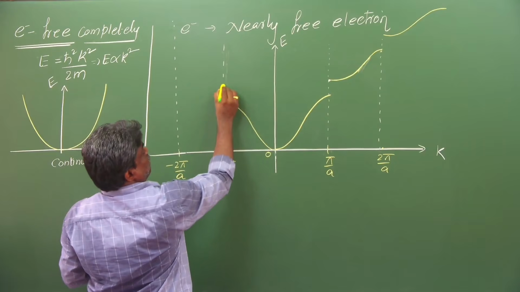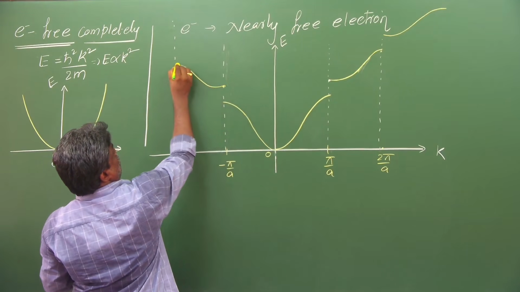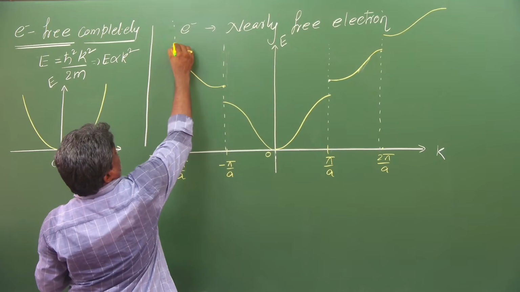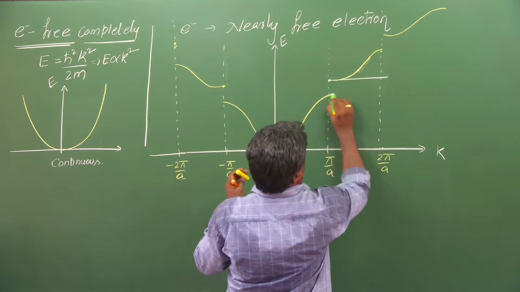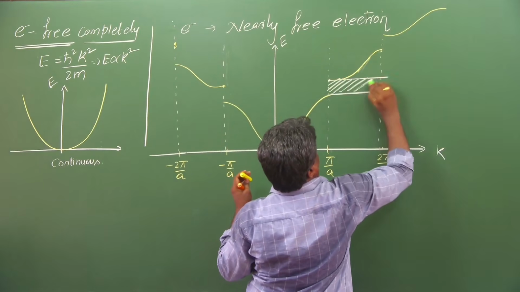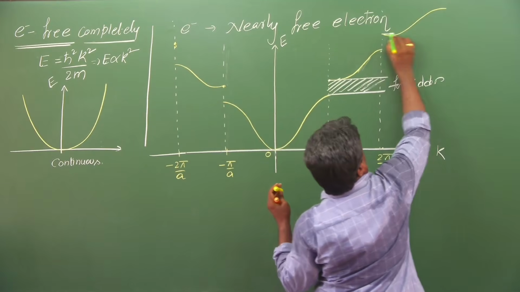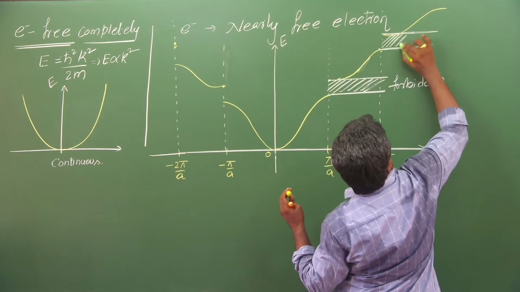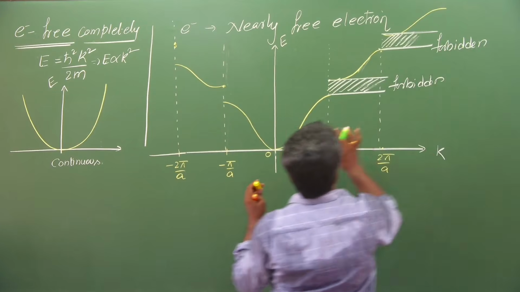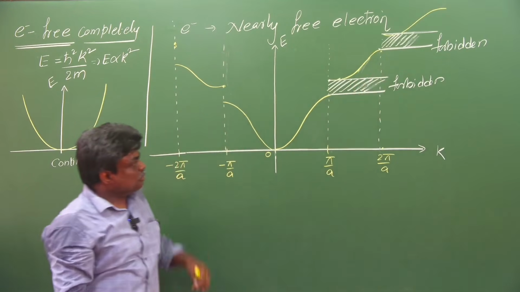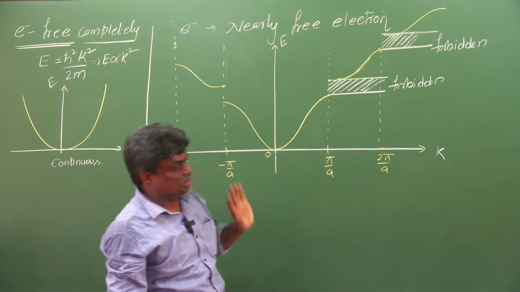Okay, again forbidden gap. Again forbidden gap, something like this. So here we have forbidden in this region, and this is allowed, allowed like this. So alternate allowed, forbidden, allowed, forbidden. This is what we understand from that graph.